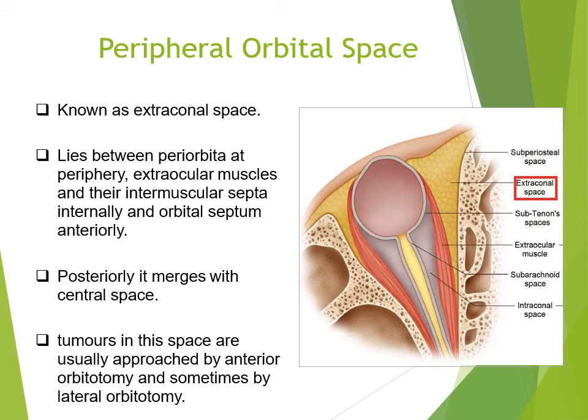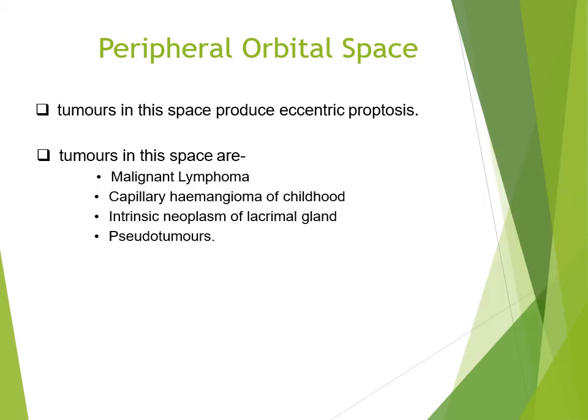Whenever we are giving a block before surgery, it is given in the peripheral orbital space. The tumors in this space are usually approached by anterior orbitotomy, sometimes by lateral orbitotomy. The tumors you can see in this area are malignant lymphoma, capillary hemangiomas, pseudotumors, and intrinsic neoplasms. Whenever there is a tumor in this space, the eye is usually pushed to the opposite side. Eccentric proptosis will be there, as well as displacement to the side opposite the tumor.